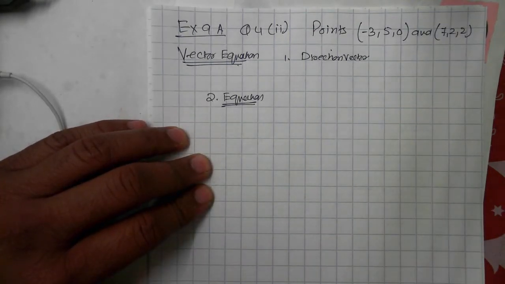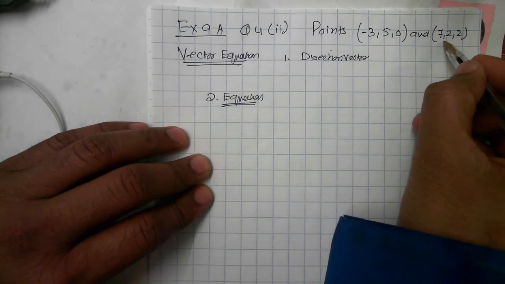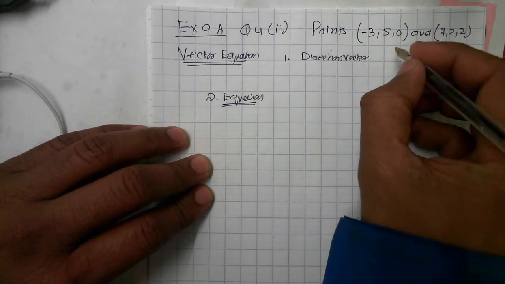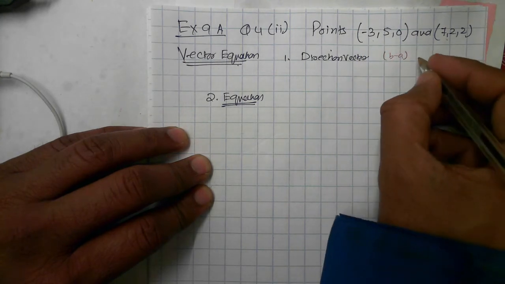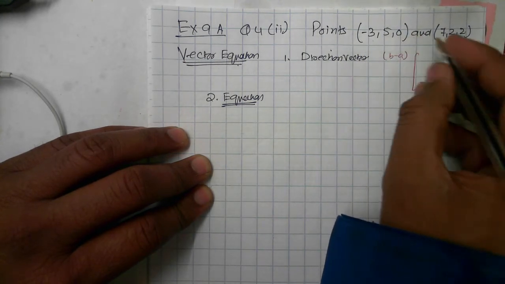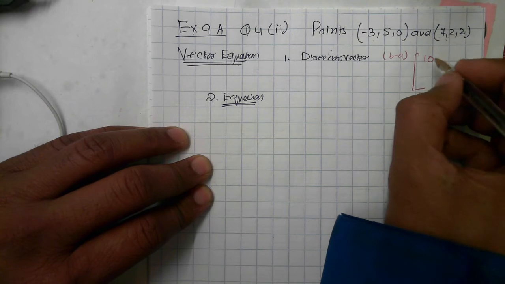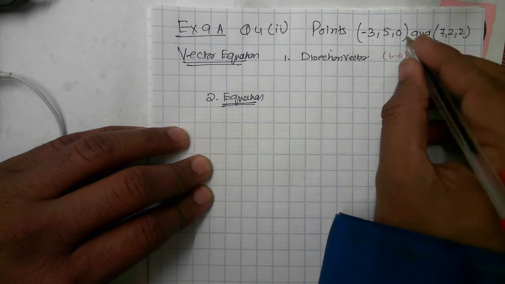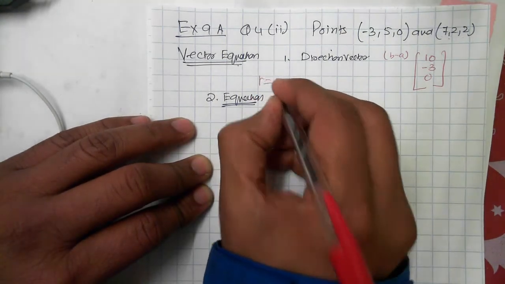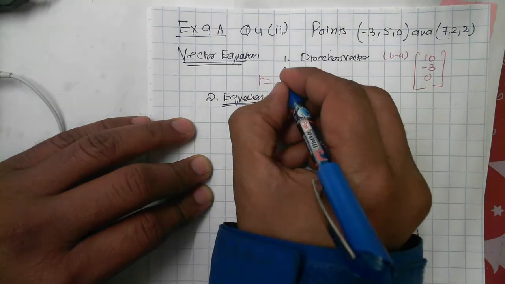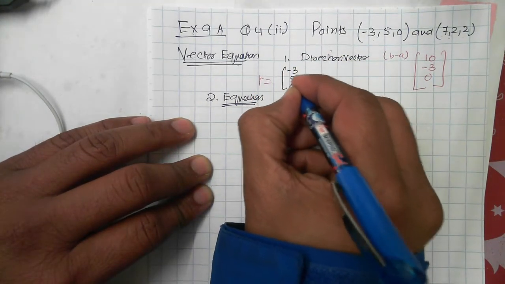We discussed this last time. So the direction vector would be 7 minus minus 3 is 10, 2 minus 5 is minus 3, and 2 minus 0 is 2. That's your direction vector. So the equation is r equals the fixed point, the first one, (minus 3, 5, 0) plus lambda times the direction vector (10, minus 3, 2).